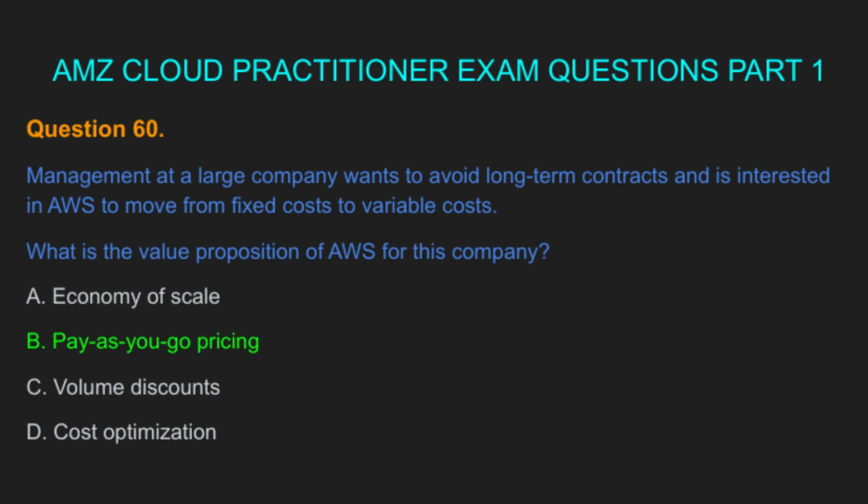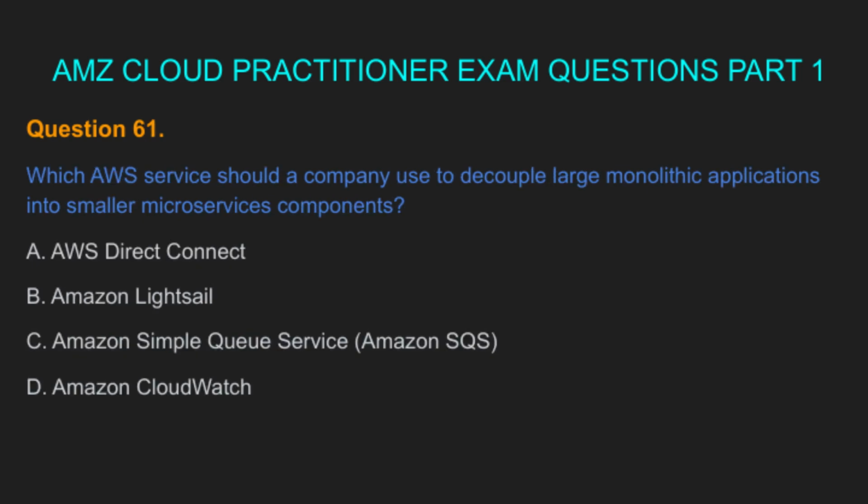Pay-as-you-go pricing. Question 61. Which AWS service should a company use to decouple large monolithic applications into smaller microservices components? A. AWS Direct Connect. B. Amazon Lightsail. C. Amazon Simple Queue Service, Amazon SQS. D. Amazon CloudWatch. The answer is C.